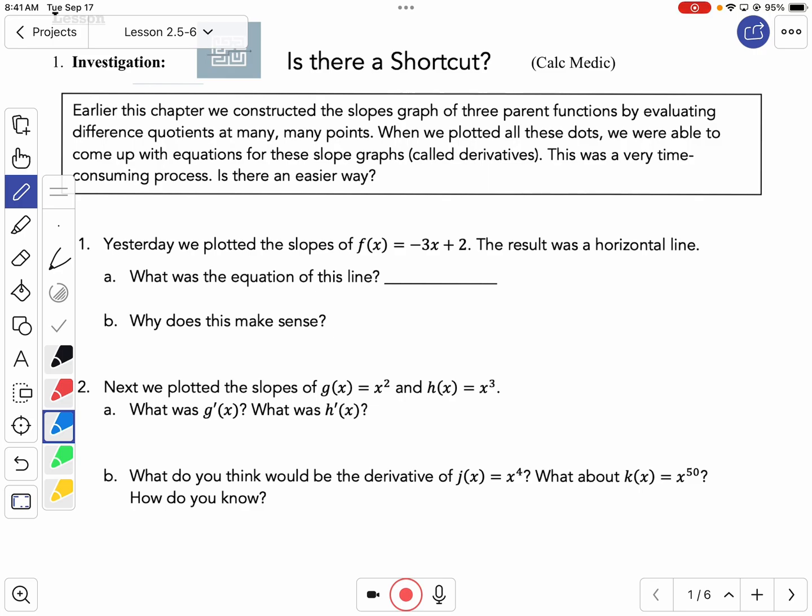When we plotted f of x equals negative 3x plus 2, the result was a horizontal line. And what was the equation of that line? Do y'all remember? It was negative 3. Why did that make sense to us? What would the slope of my line always be? Negative 3, because a linear function results in a constant slope.